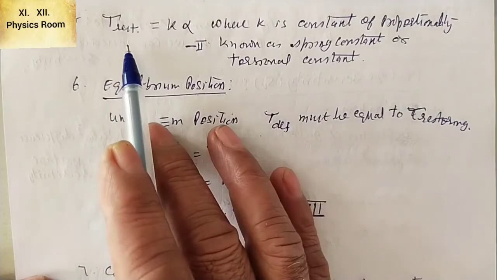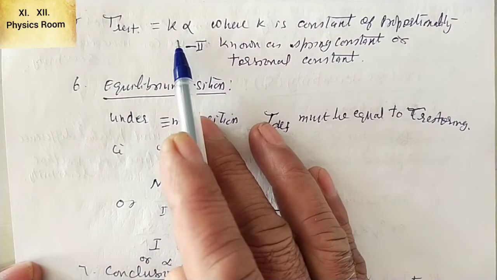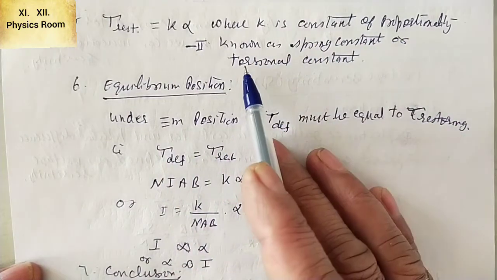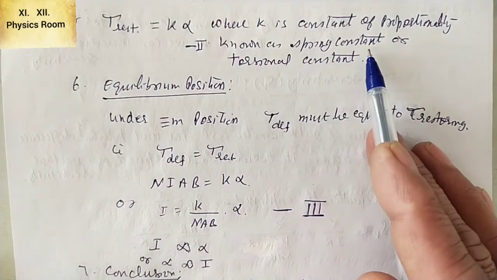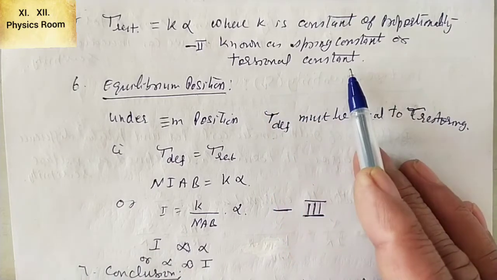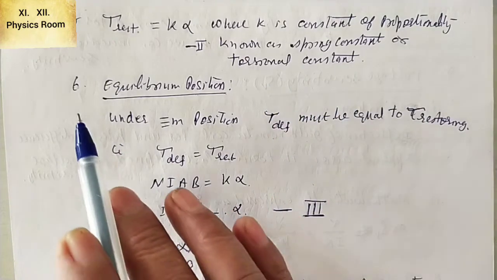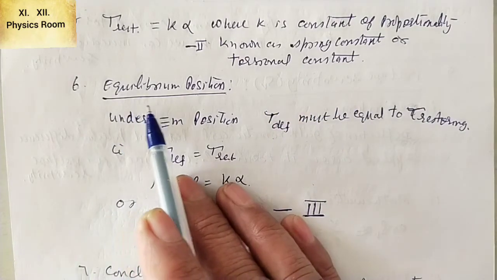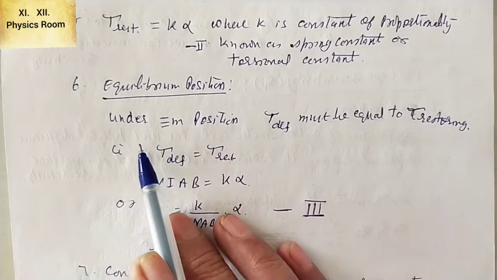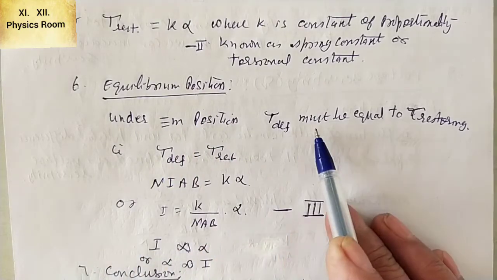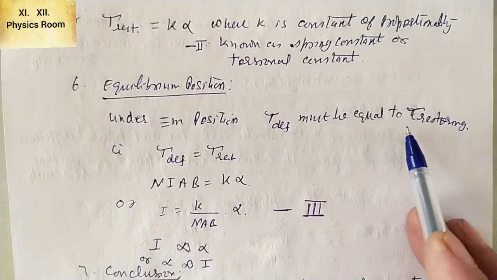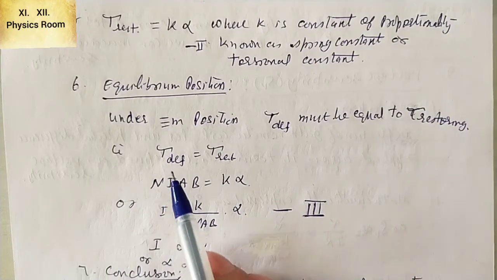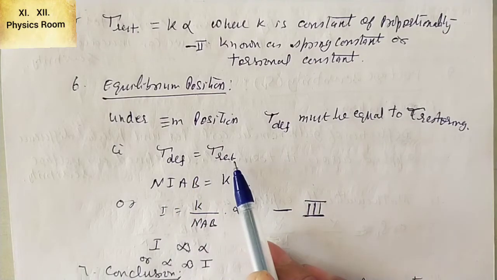Restoring torque is equal to K alpha, where K is the constant of proportionality known as the spring constant or torsional constant. Now, sixth point, equilibrium position. Under equilibrium position, deflecting torque must be equal to restoring torque. Therefore, torque deflecting is equal to torque restoring.